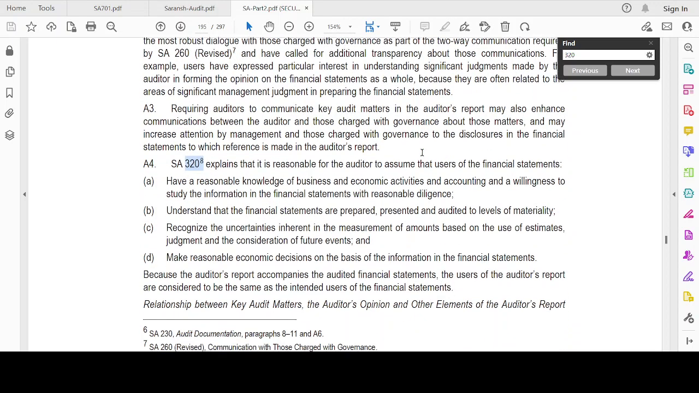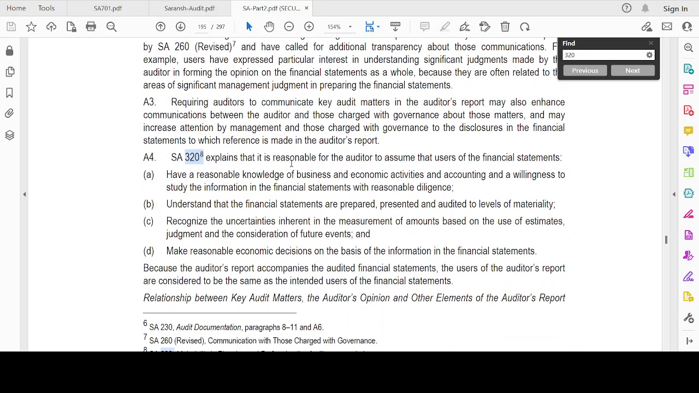SA 320 explains that it is reasonable for the auditor to assume the users of financial statements have a reasonable knowledge of the business and economic activities, understand that the financial statements are prepared, presented, and audited to levels of materiality, recognize that uncertainties are inherent in the measurement of amounts based on the use of estimates, judgments and consideration of future events, and make reasonable economic decisions on the basis of information in the financial statements.